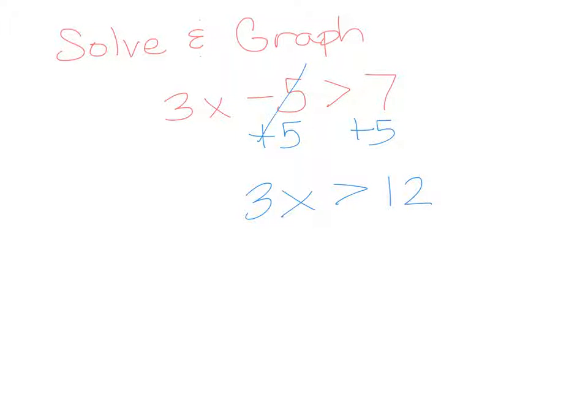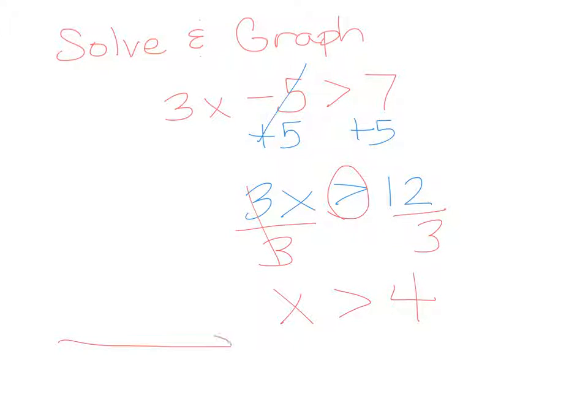And then to isolate your x, you would divide both sides by 3. Now, in this problem, I do not flip my inequality because I did not divide by a negative. I divided by positive 3, so the inequality is going to stay greater than. So the solution is that x is greater than 4.